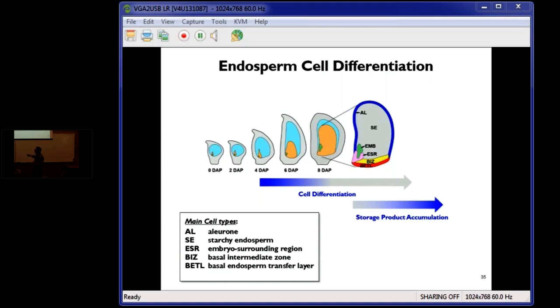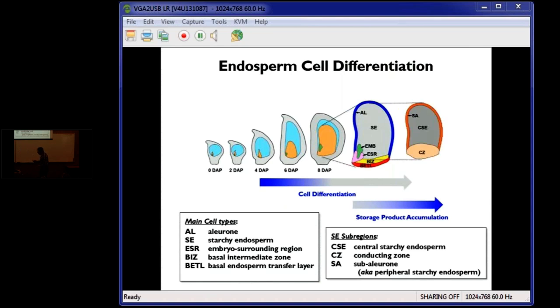There is the basal intermediate zone. This is actually something that we discovered, and we just applied that name to it. It's a different region. And then there is the basal endosperm transfer cell layer. This is actually a very important cell layer in endosperm development because this is the cell layer that is sitting right above the maternal seed coat cell types, and it's responsible for uptake of sugar and metabolites from the underlying maternal tissues into the endosperm, facilitates movement of sugars, and ultimately accumulation of sugars and transfer of sugars into starch in the process of accumulation.